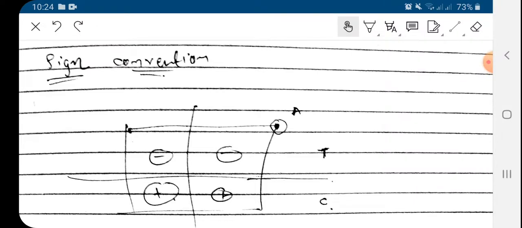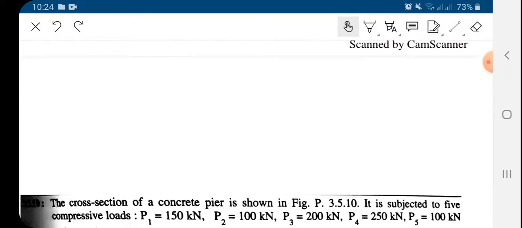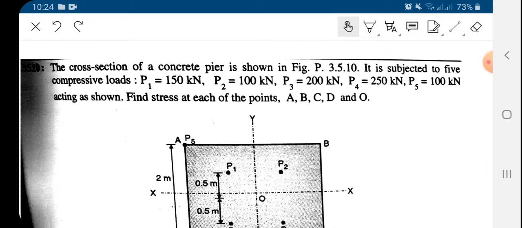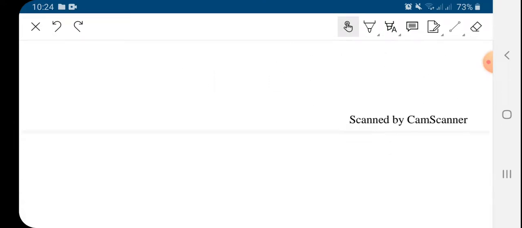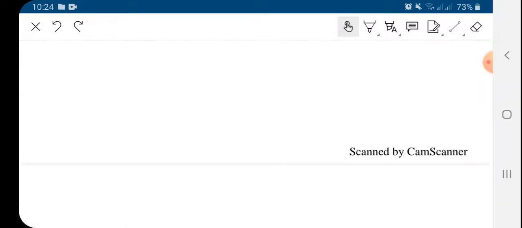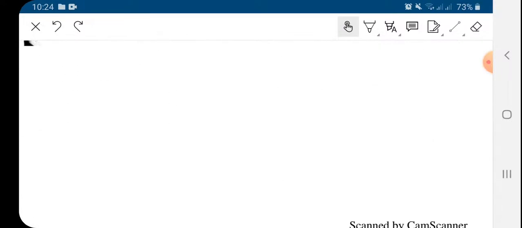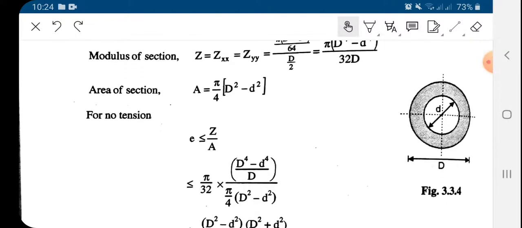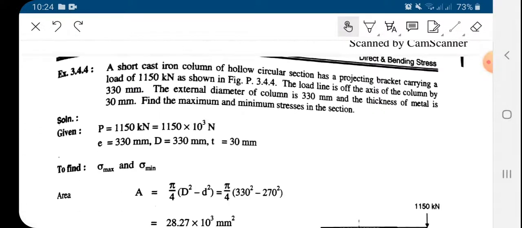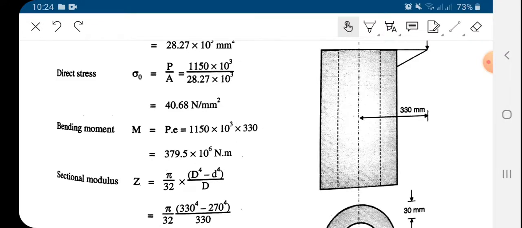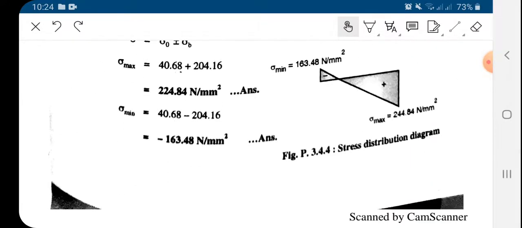By using this sign convention, you can solve many examples, and we have also seen that there are many loads on one column, and how to find the stresses at each corner. Then we have seen the hollow rectangular section and hollow circular section, and based on these, we have seen one example of how to solve the hollow circular section.